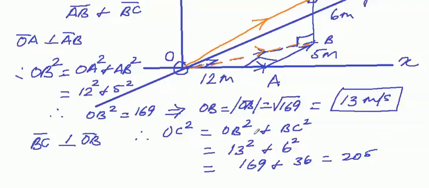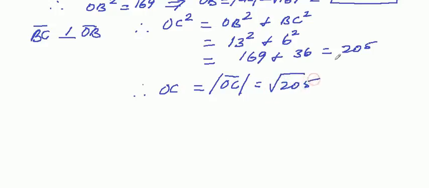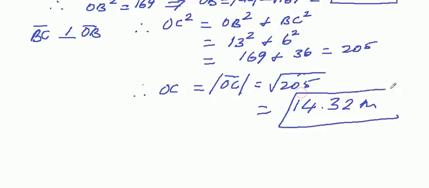So now therefore OC, the magnitude of OC bar, is root of 205. Now we can use the calculator and determine. So this is equal to 14.32 meters. Our answer. So that's the answer, 14.32 meters. That is the displacement of the particle.